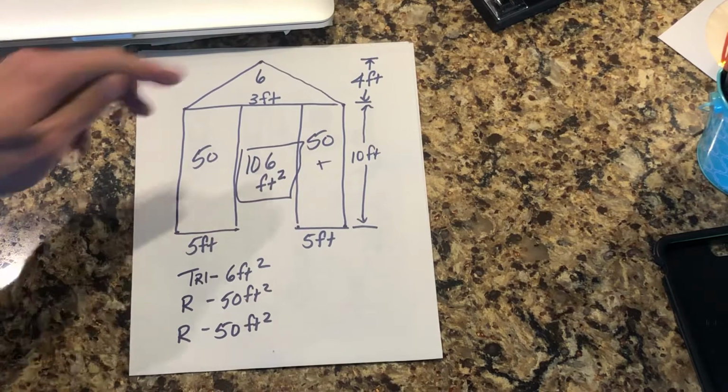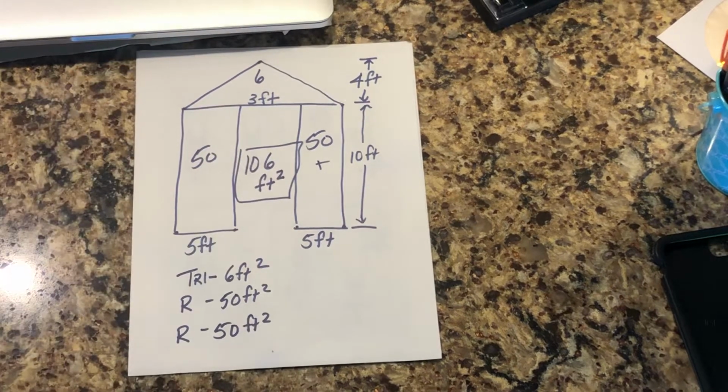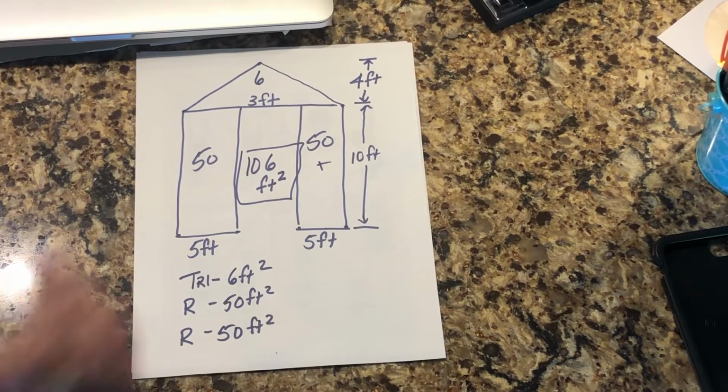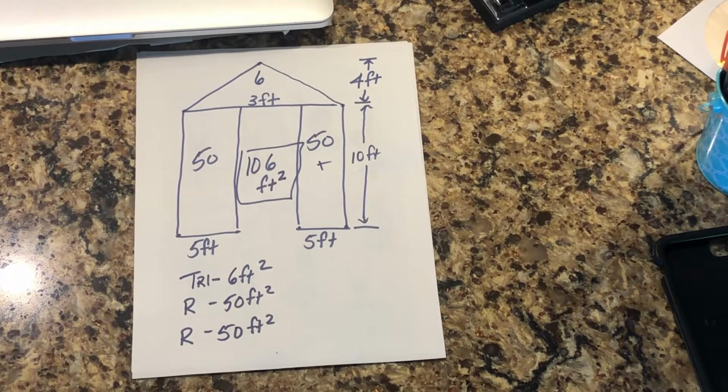So what I did is I took each shape, I broke it down, found the area of each one. That's how I got these numbers down here. And to find the total area, I simply added them up, add on the label of feet squared. So 106 feet squared is the area of that composite figure.